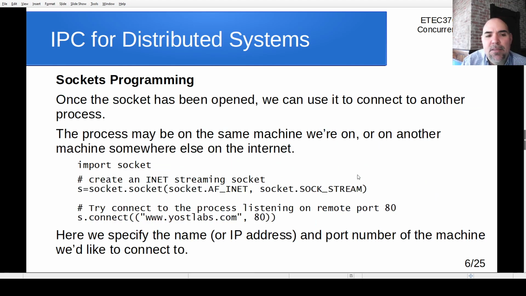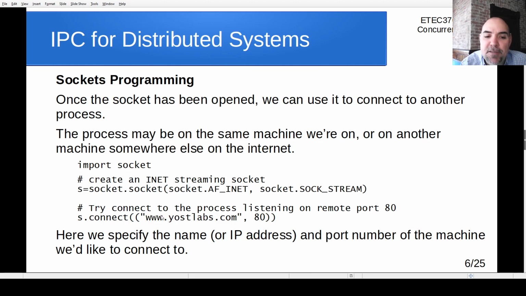Now, once we have that socket created, then we can use it to connect to some other process somewhere. So notice that to connect on this end, I'm basically saying connect to this address and that port number. And the port number you can think of kind of like a phone extension, where some other process is listening for a connection to come in.